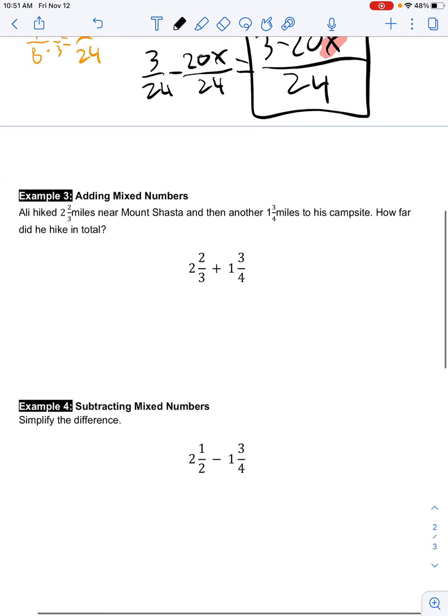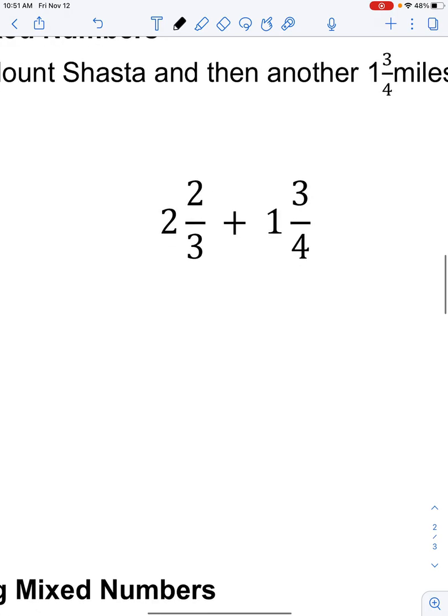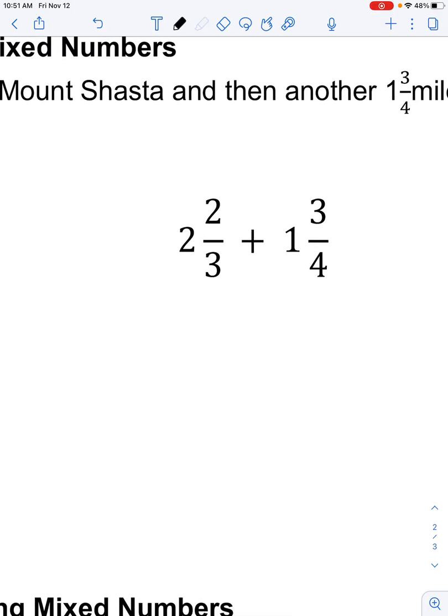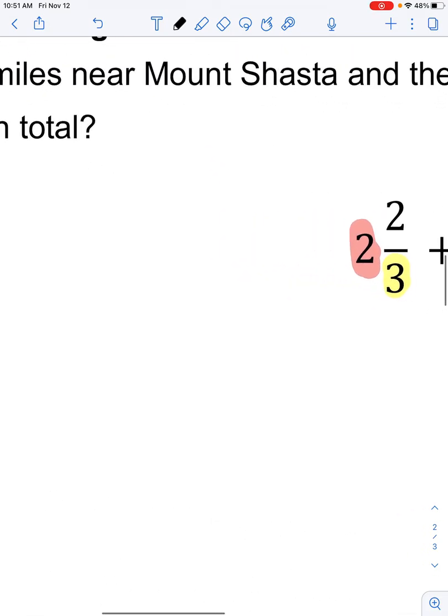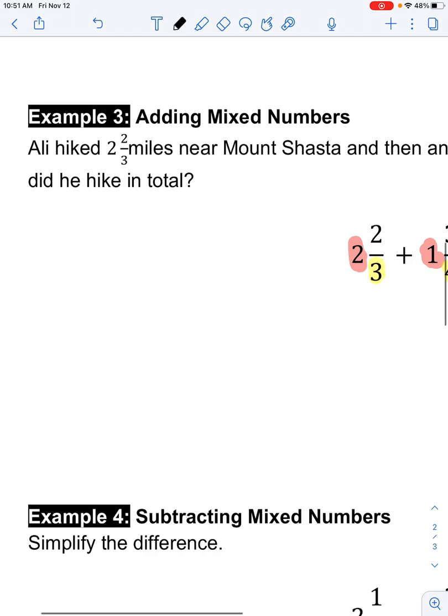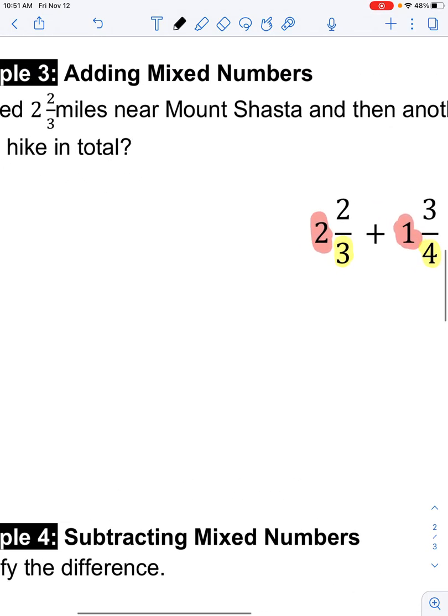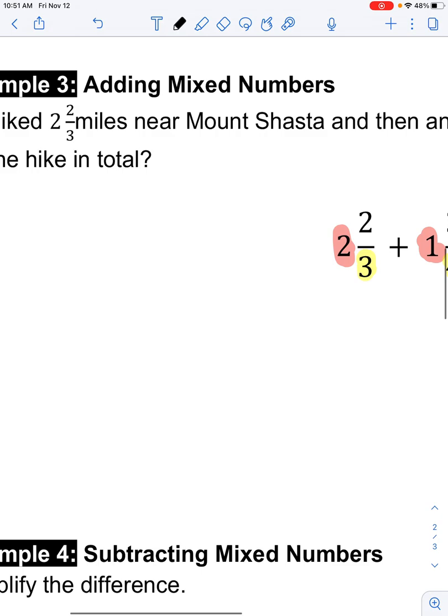Ollie hiked 2 2/3 miles near Mount Shasta, and then another 1 3/4 miles to his campsite. How far did he hike in total? Notice we've got these mixed numbers, so we'll deal with those, and then we also have to deal with the fact that we don't have the same denominator. So there are 2 ways to do these. We'll do it one way on this example and a different way on the other example.